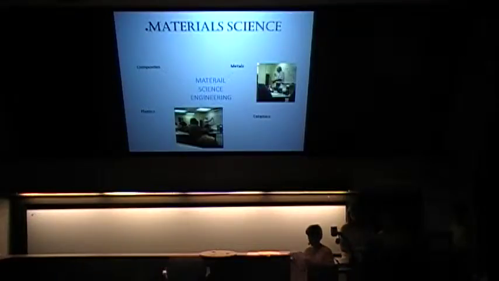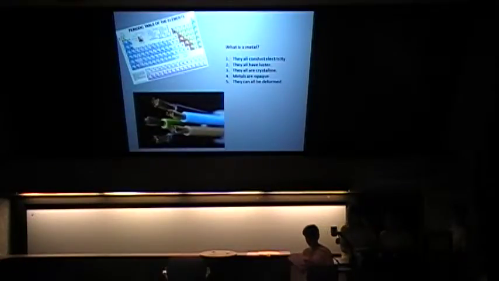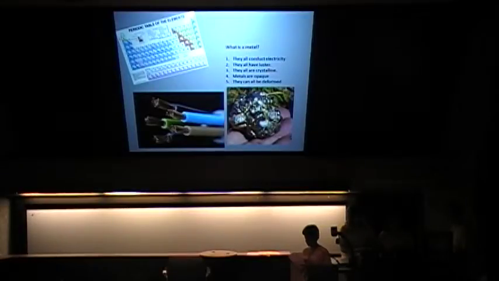On Wednesday, we learned about material science with Professor Ron. Material science engineering has many parts to it. What we focused on most was metals. There are 91 metals in the periodic table. What is a metal? They all conduct electricity. They all have luster, they're all crystalline and opaque, and lastly, they can all be deformed.